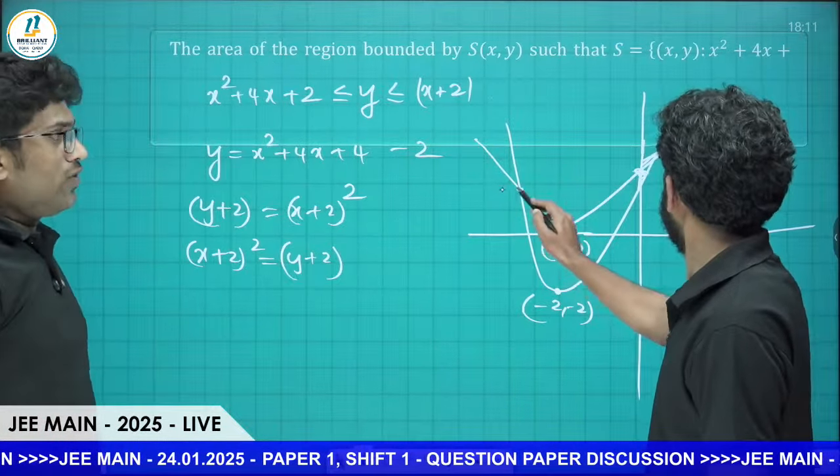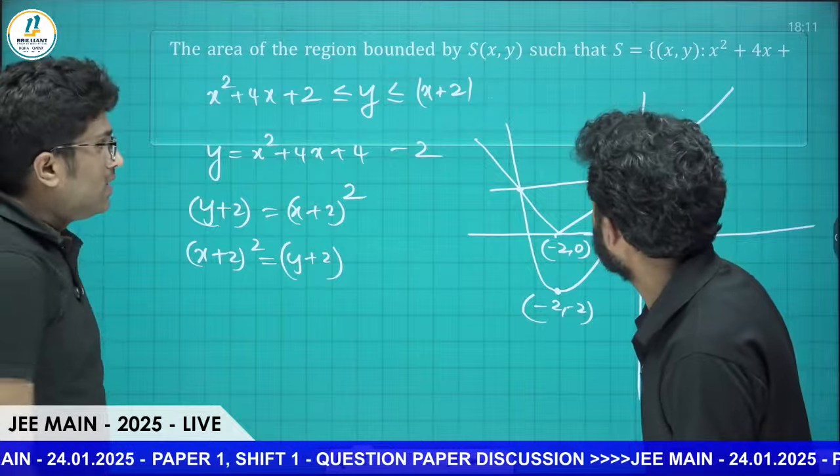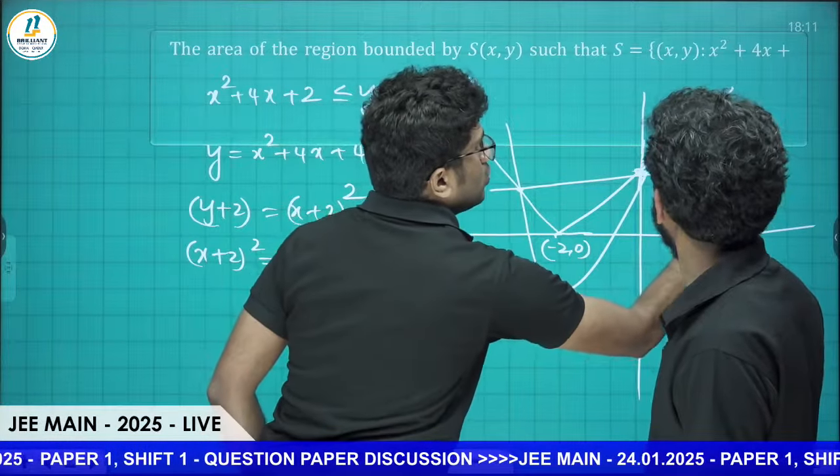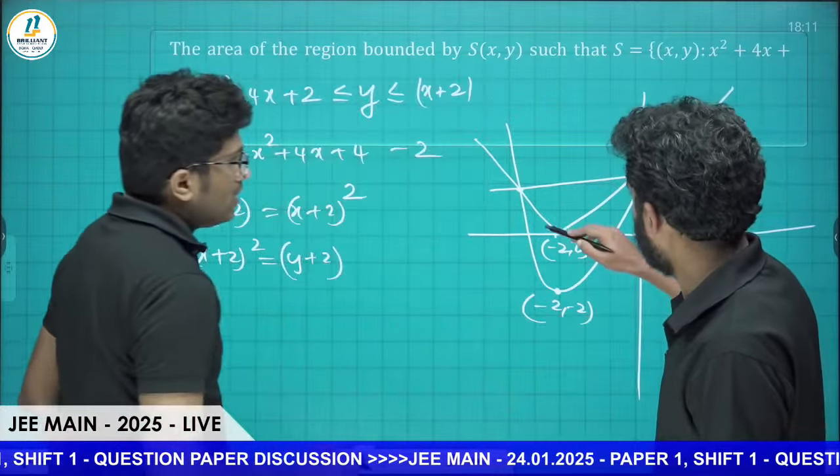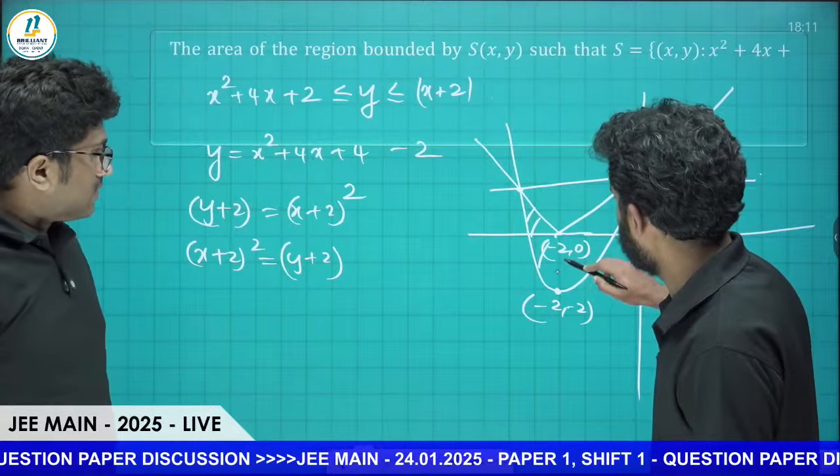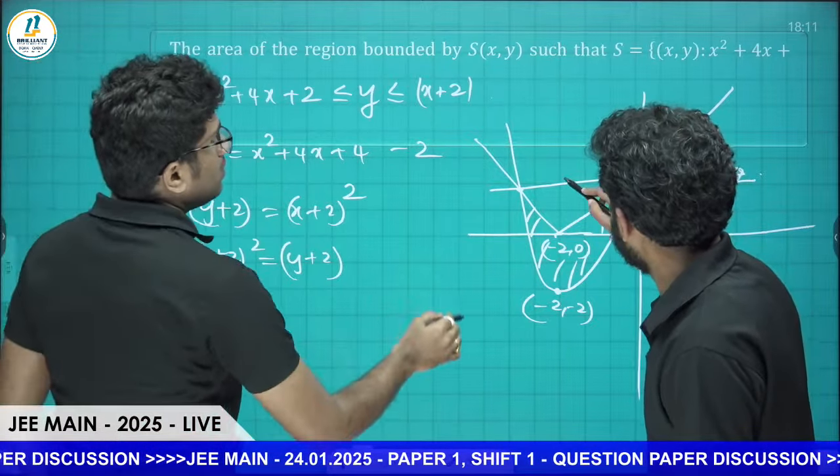Now we'll find the points of intersection first. So this is actually y is equal to 2, and y is equal to 2. We need to find the area of this region. Exactly, sir. And this is 2, right?